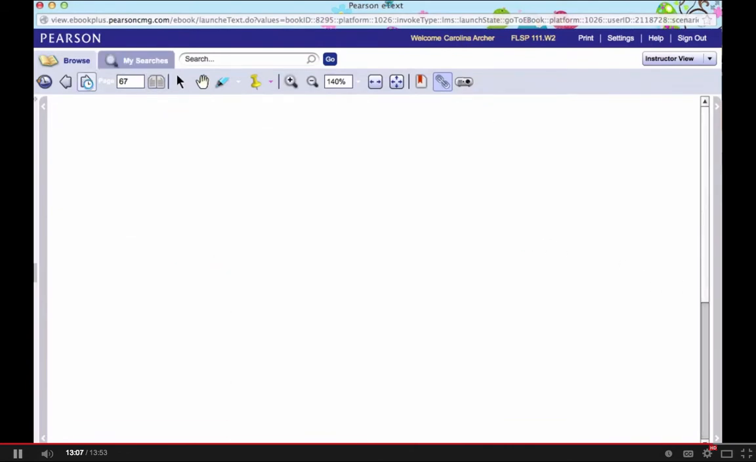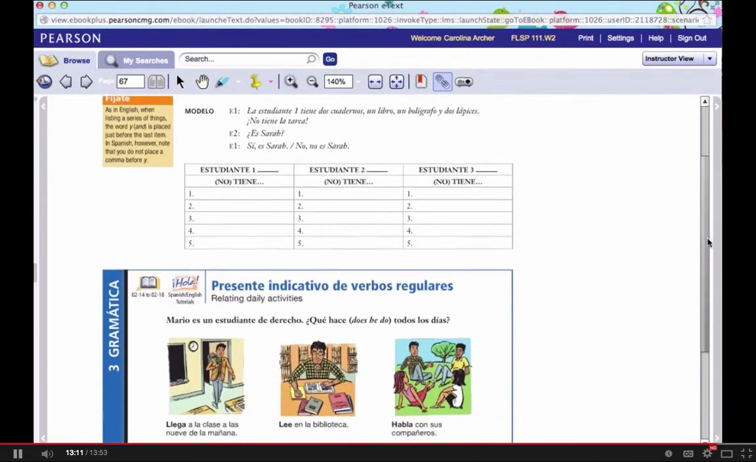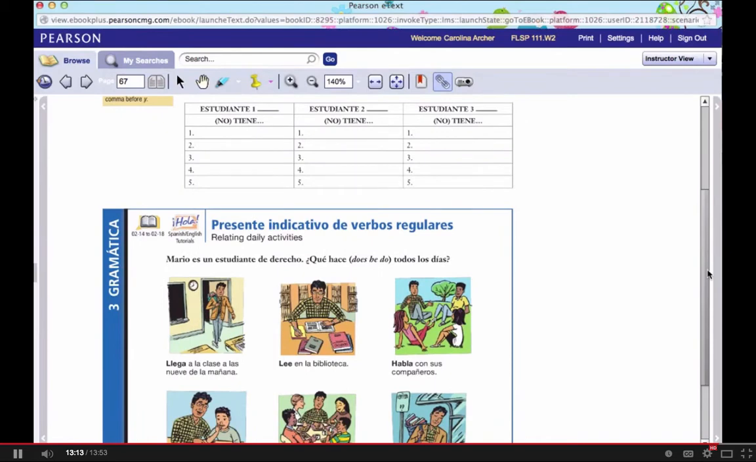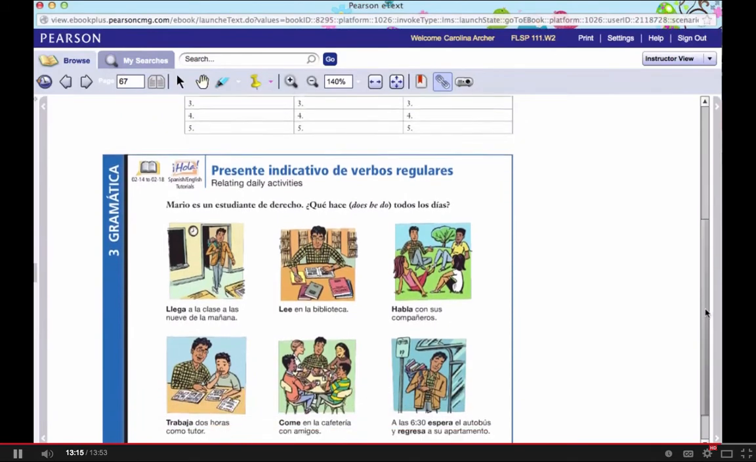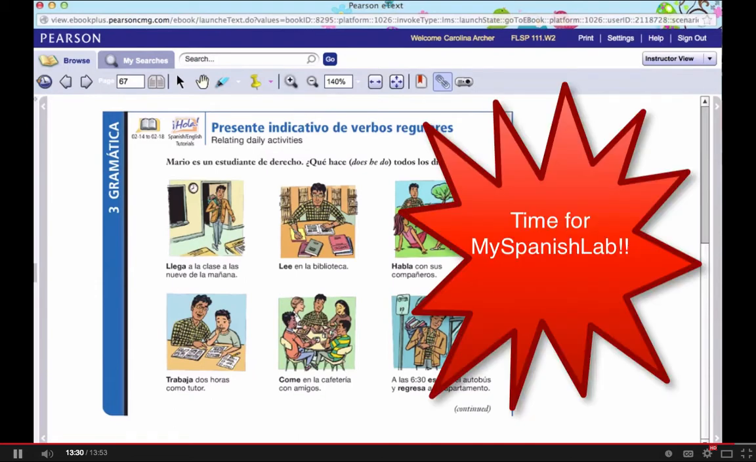Entonces, en la página 67, do we have anything here? Well, this is another activity that I think you're going to do in my Spanish Lab. And tomorrow, mañana, vamos a estudiar el presente de verbos regulares. Okay, so starting tomorrow, learn your vocabulary, practice with your vocabulary, and then tomorrow we're going to get into the present tense of regular verbs to talk about daily activities.